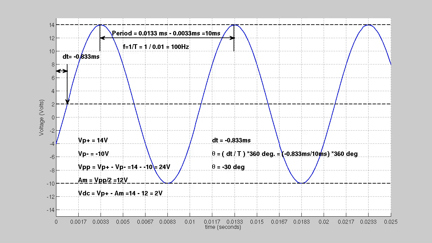So we've found all 4 items. We found the amplitude, 12 volts. We found the DC offset, 2 volts. We found the frequency, 100 Hertz. And we found theta, the phase shift, minus 30 degrees.